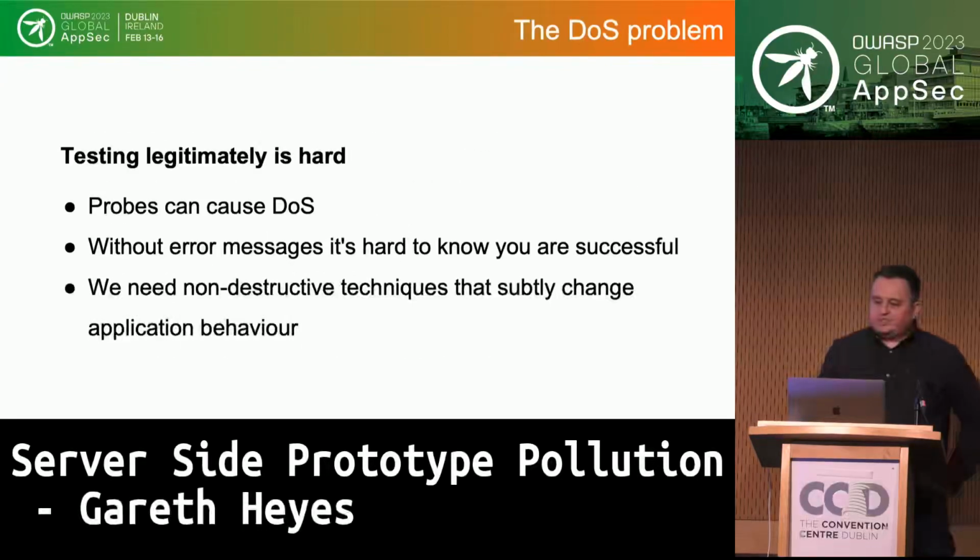So when I started testing for prototype pollution, what became apparent was that denial of service was a big problem, but there is also a catch-22 situation when detecting prototype pollution. You don't want to cause denial of service, but you need denial of service to know if the prototype pollution has worked. So you're stuck in this catch-22 situation where you don't want to cause denial of service, but denial of service can prevent the application from working, so it's not ideal. And it's the only way to test that prototype pollution has happened, or it seems anyway. So ideally what we need is some non-destructive techniques that change the behavior of the application subtly.